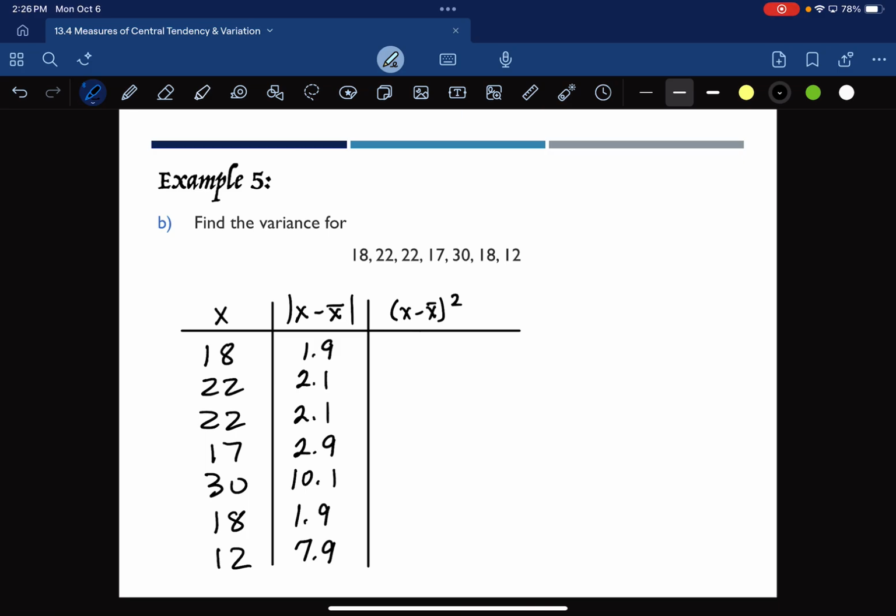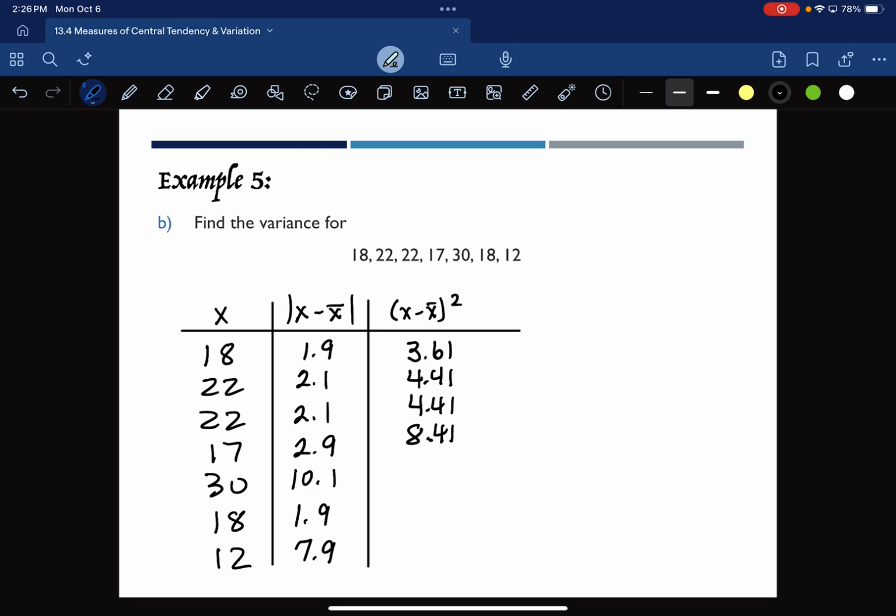Okay? So, what is 1.9 squared? What you got, Aubrey? 3.61. Is that okay? All right, what is 2.1 squared? 4.41. Okay, now we're all with this. The next one's also the 4.41. What is 2.9 squared? 8.41. Thank you, Micah. 8.41.